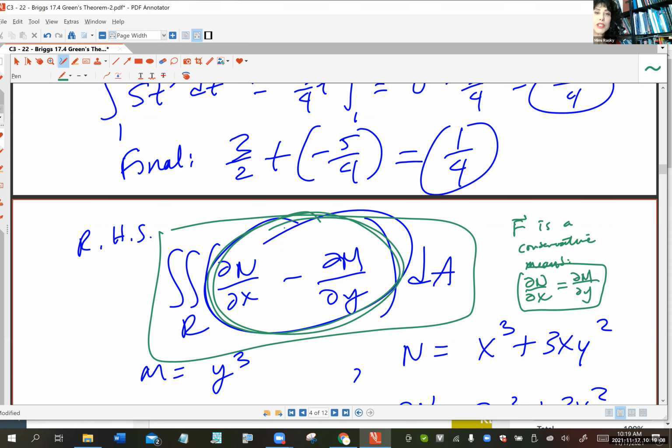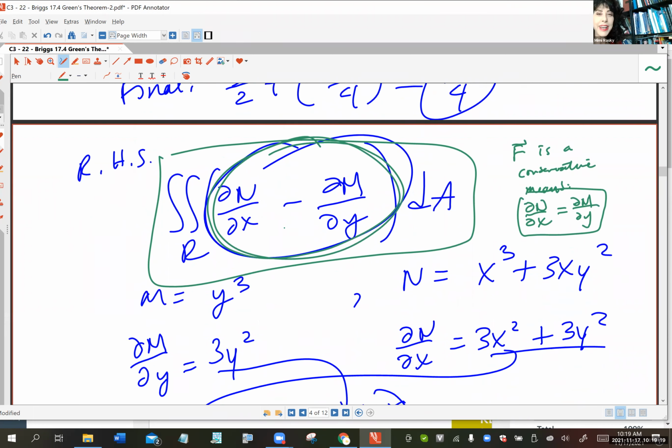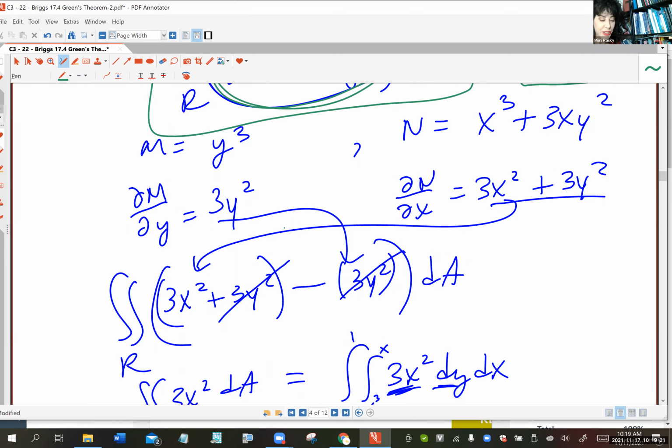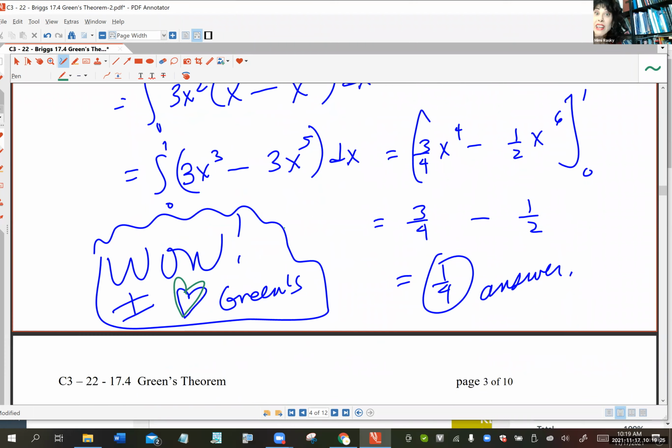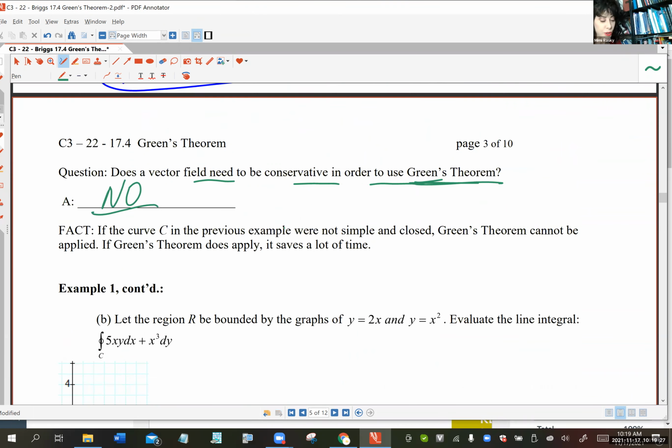And that goes back to equivalent conditions. Remember, when you have a conservative vector field and it's a closed curve that you're trying to evaluate the line integral on, the answer is 0 for closed curves. So if you try applying Green's to a conservative vector field, you're actually wasting your time, because there's no need. The answer is automatically 0 for closed curves. Okay?